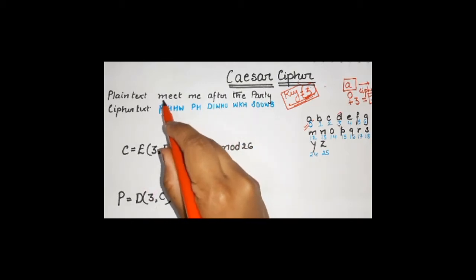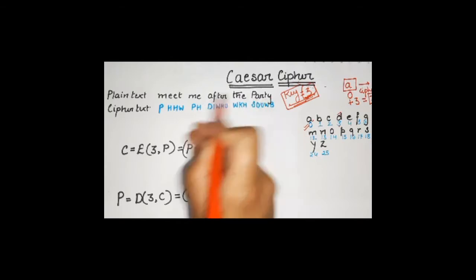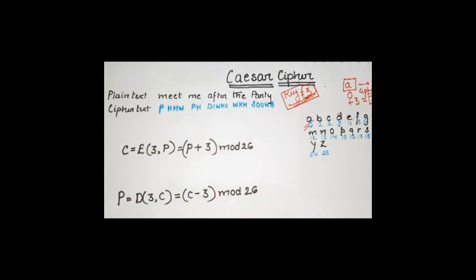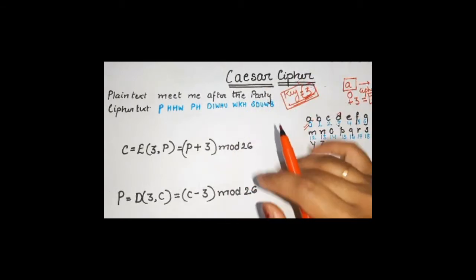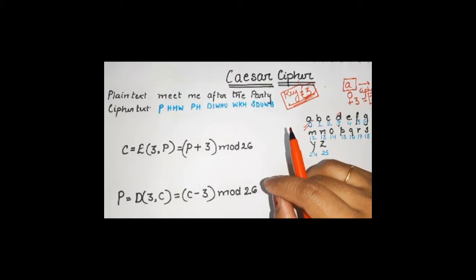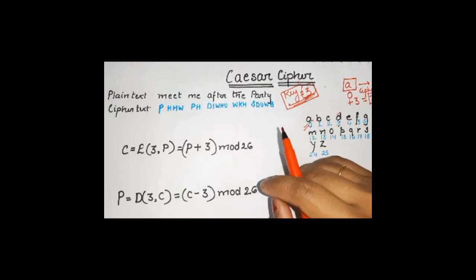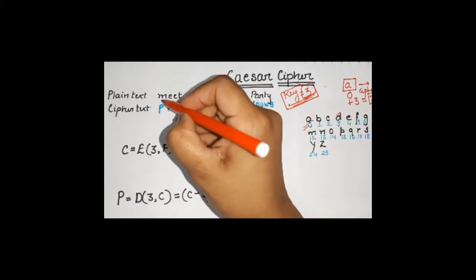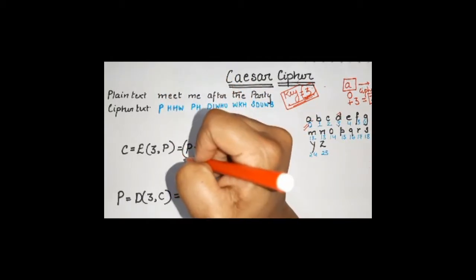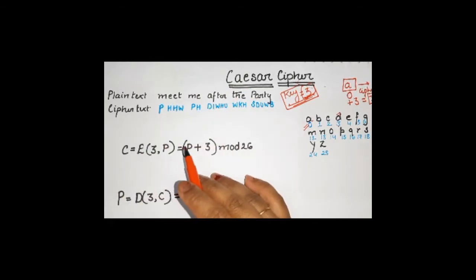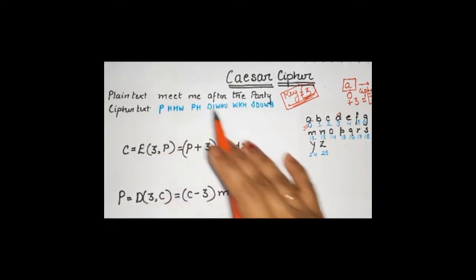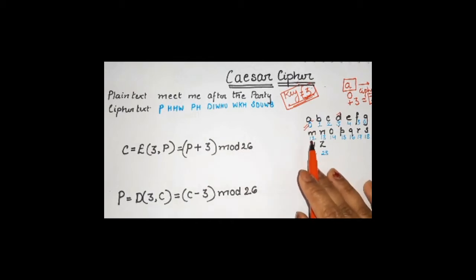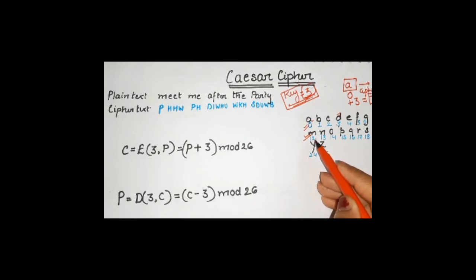So I'm going to convert each of these plain text letters into ciphertext. How will I be doing this? Simple. Let's not go into any formula or standardized way. You just go by the key 3. If I have key 3 and I have the alphabet M, I have to convert the alphabet M into ciphertext. I'll first find out the numerical value of M. So coming here, the numerical value of M is 12.